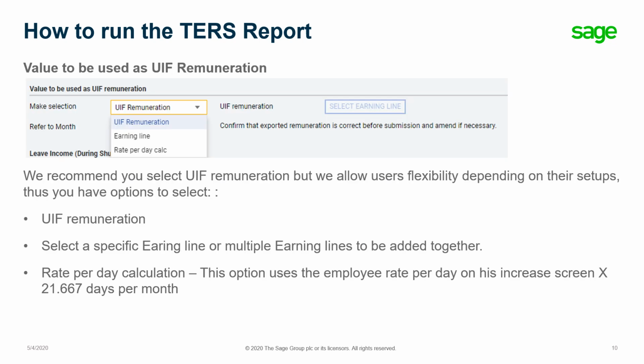Value to be submitted as UIF remuneration. There are three options available. You can either select UIF remuneration, select a specific earning line or multiple earning lines to be added together, or you can select the rate per day calculation. This calculation is the employee's rate per day on the increase screen, which will be multiplied by the average number of days, which is 21.667. We do recommend that you select UIF remuneration.